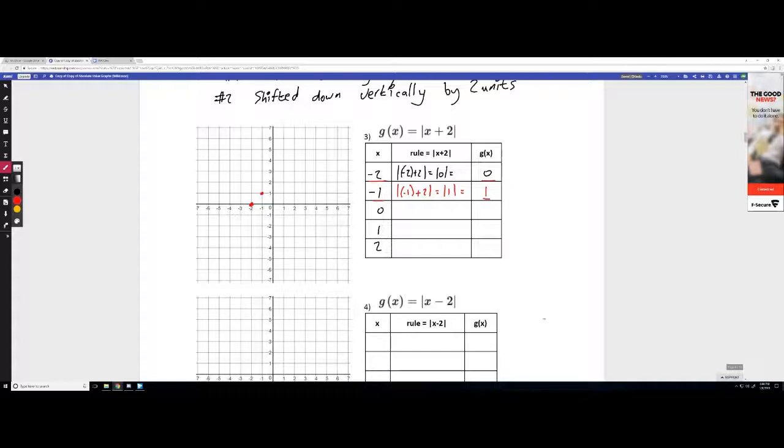Whoa, we're going up already. Interesting. Now 0. 0. So if we try this, you'd realize that 0 plus 2 is just 2, and absolute value of 2 is just 2. Notice that we keep on going up, right?